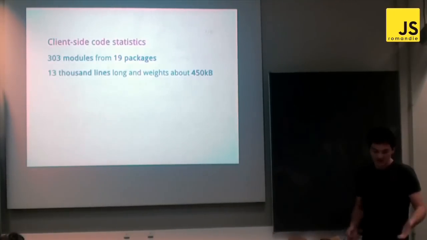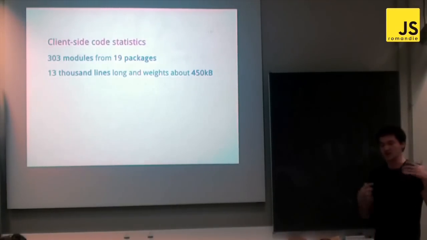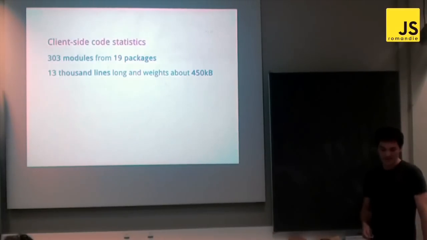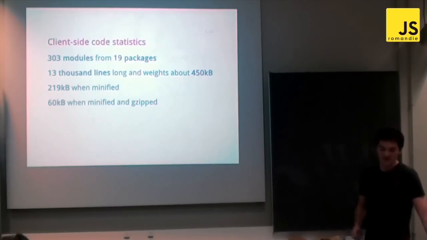When that file is concatenated, it weighs nearly half a megabyte, so it might seem quite a lot, but that's with all the comments and all the spaces, just as the source code was written. When you minify it, it's 220 kilobytes. When you gzip it, it's just 60 kilobytes.